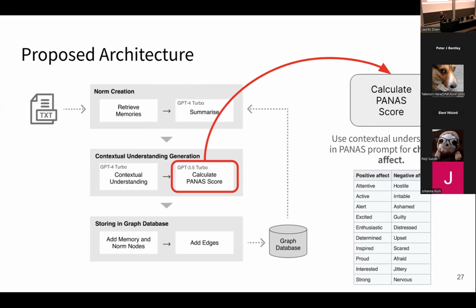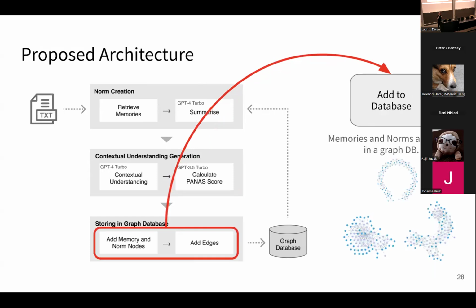So we administer this test to the large language model. And in particular, we measure the change in affect. We first ask the LLM this PANAS test without any context. Then we give it this contextual understanding, and we get its score, and we measure the change in score. So now we have a norm and this contextual understanding and the PANAS results.